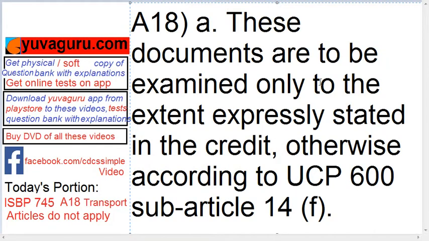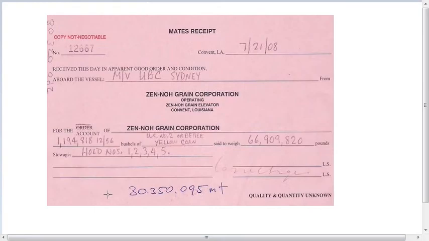Let's move ahead. These documents are to be examined only to the extent expressly stated in the credit. Otherwise, according to UCP sub article 14F, other documents. It means if the credit states the mate's receipt should be dated so and so, then we have to check the date. If it states the mate's receipt should weigh so and so, then we have to check this. Otherwise we will just check it as per the other documents.